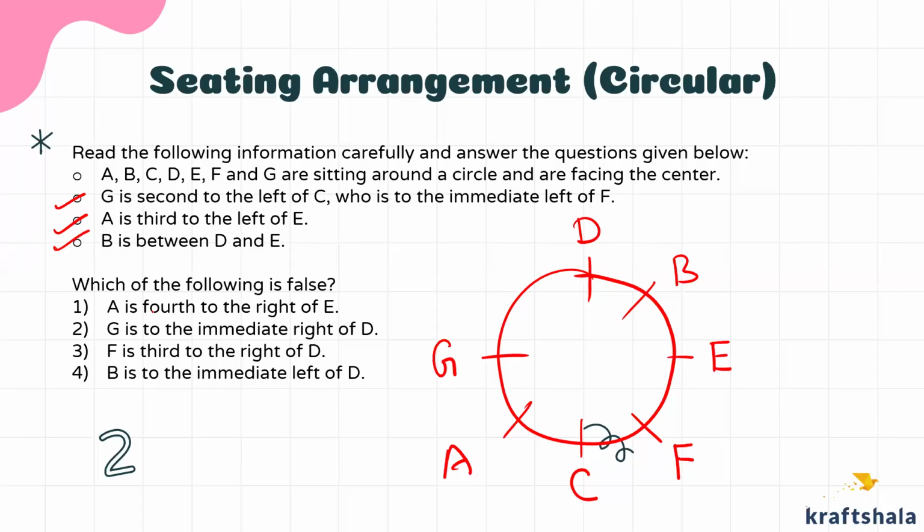Which of the following is false? A is fourth to the right of E. So 1, 2, 3, 4. This is correct. G is to the immediate right of D. This is also correct. F is third to the right of D. And B is to the immediate left of D. So this is the only one which is wrong.